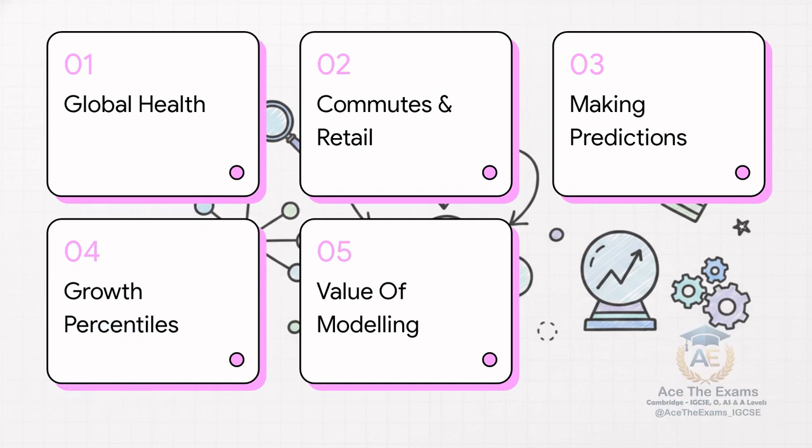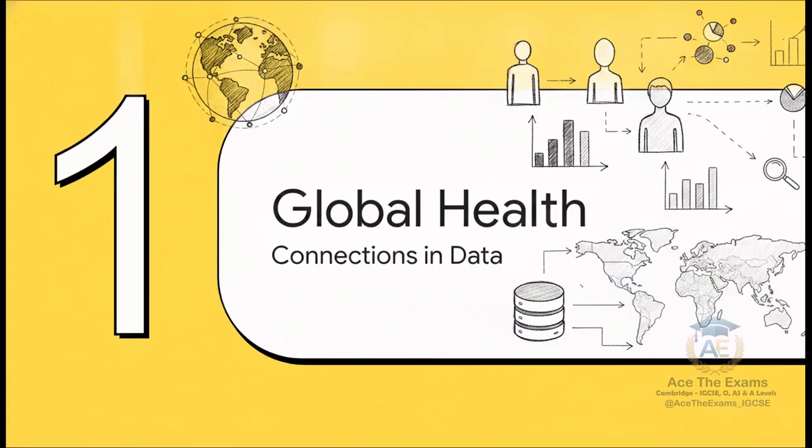1. The global health connections. 2. Commutes and retail trends. 3. Making predictions with data. 4. Decoding growth chart percentiles. And 5. The true value of modeling. Starting us off, Section 1, the global health connections.